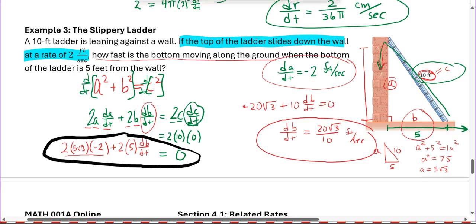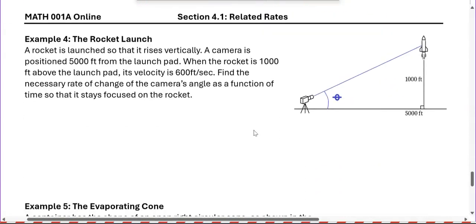So as the top of the ladder is coming down the wall at 2 feet per second, that's what that negative 2 is all about, the bottom of the ladder is sliding outwards at a rate of 20 square root 3 over 10 feet per second at that point in time. Crazy, but you can actually find these relations. Let's take a look at an elevation change.